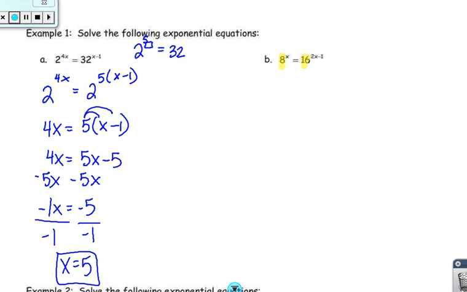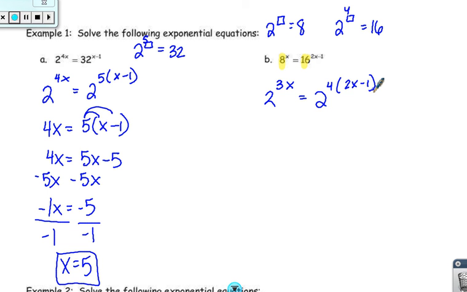8 and 16 are all multiples of 2. 2 is a common base. 2 to the what power is 8? 2 to the what power is 16? I know that 2 to the third is 8. So 2 to the third replaces the 8, and then I have an x. I know that 2 to the fourth is 16, and then I have 2x minus 1.